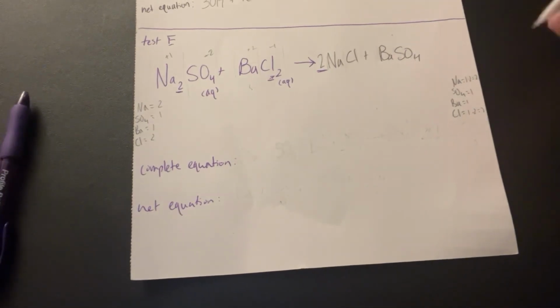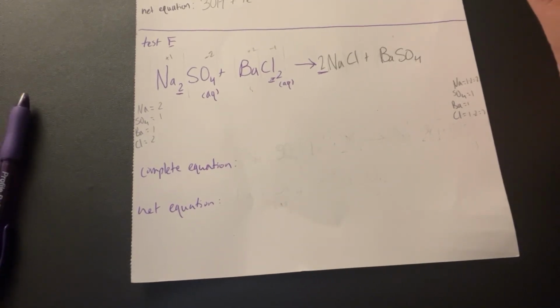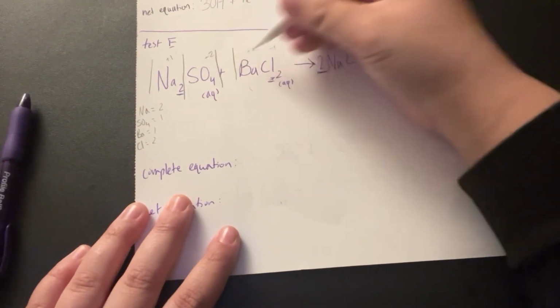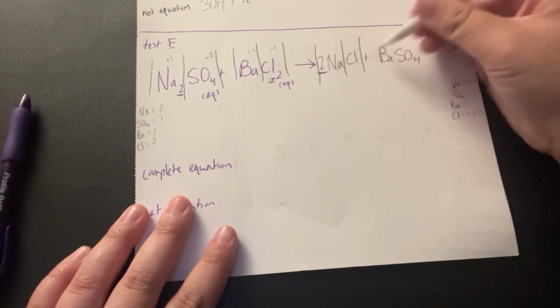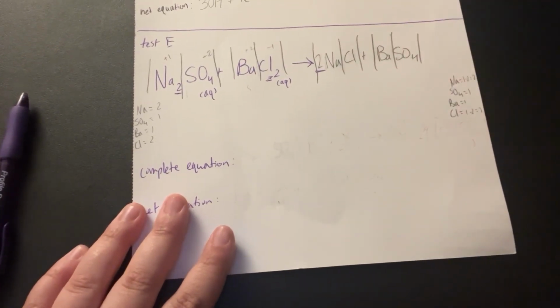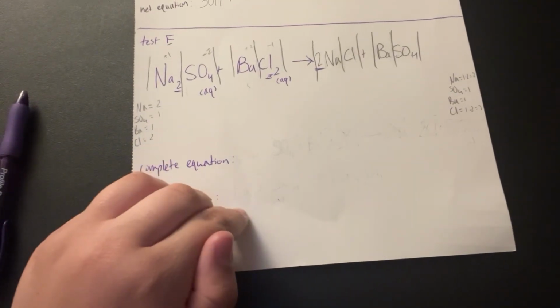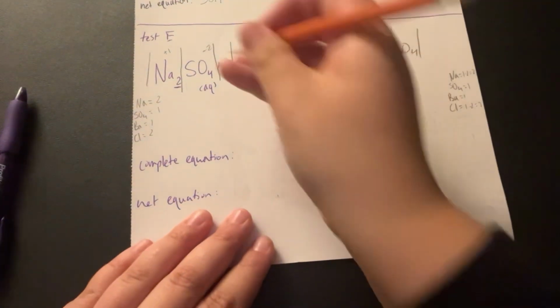But let's talk about the complete and net ionic equations. And so how I like to approach the complete equation is by breaking it up into their own little compounds. So you can see the lines here, breaking up sodium, breaking up sulfate, breaking up barium, chlorine. Do the same thing over here. So you can see that they all have their own little things to go off by, and a way that you can see them in the equation better. So let's write it out.